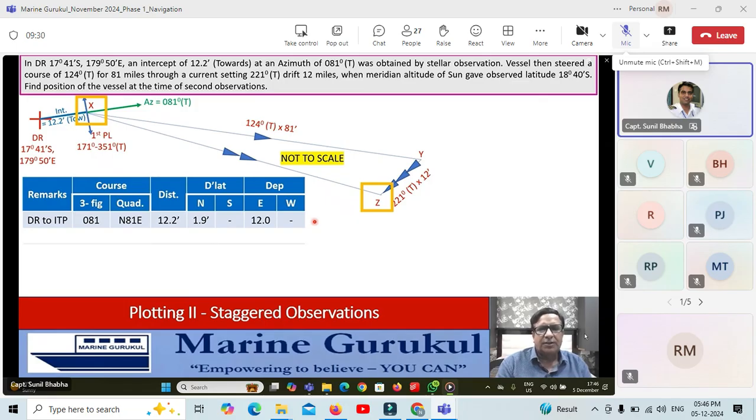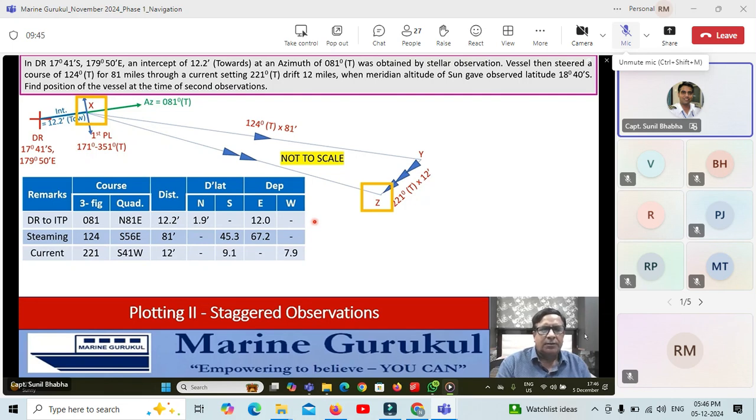The second leg would be the vessel steaming on a course of 124 degrees true, converted to quadrantal, distance 81 miles, and we obtain the DLAT and departure. And the last is the effect of current, 201 degrees, converted to quadrantal, 12 miles the drift, and we get DLAT and departure. Then we total up the DLAT and departure in each column, and we get the total.